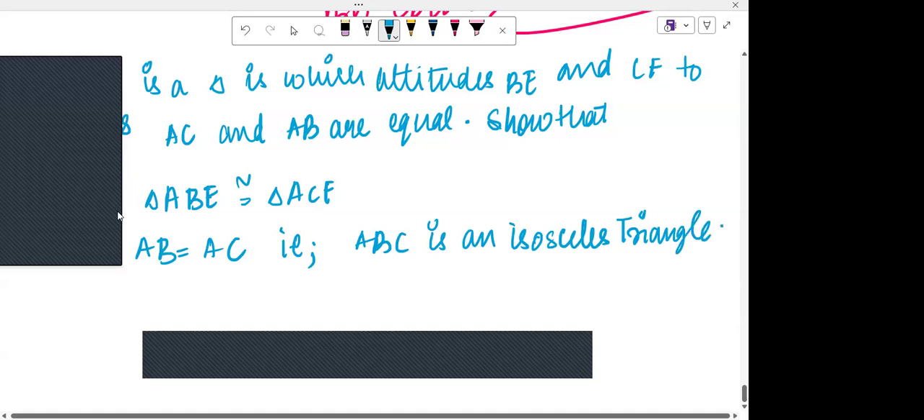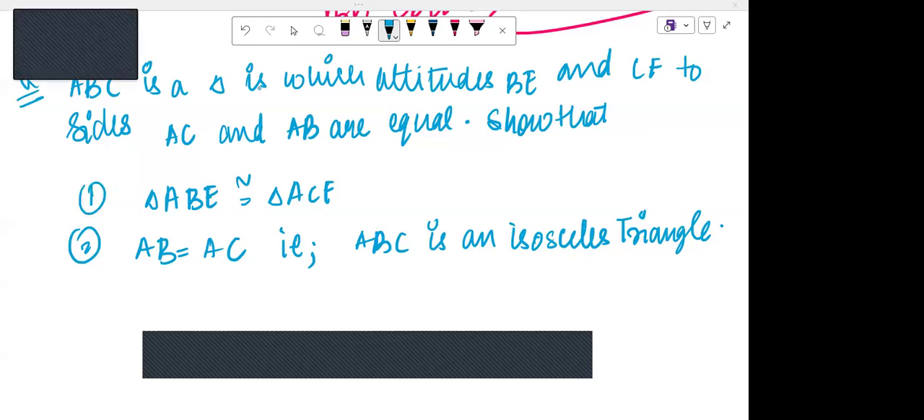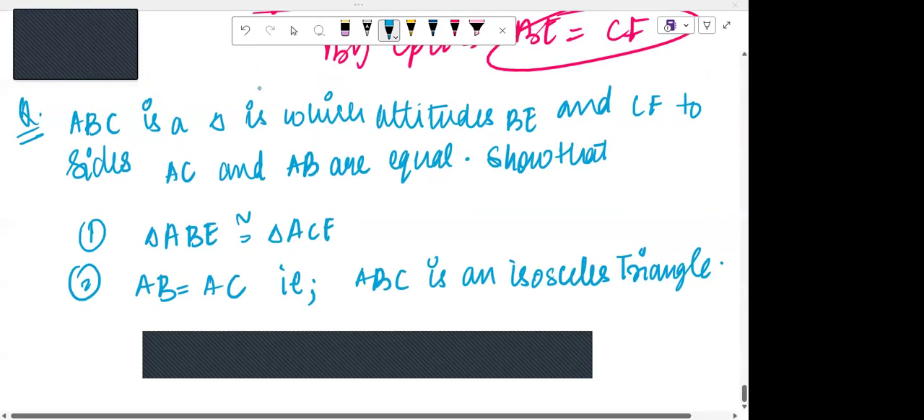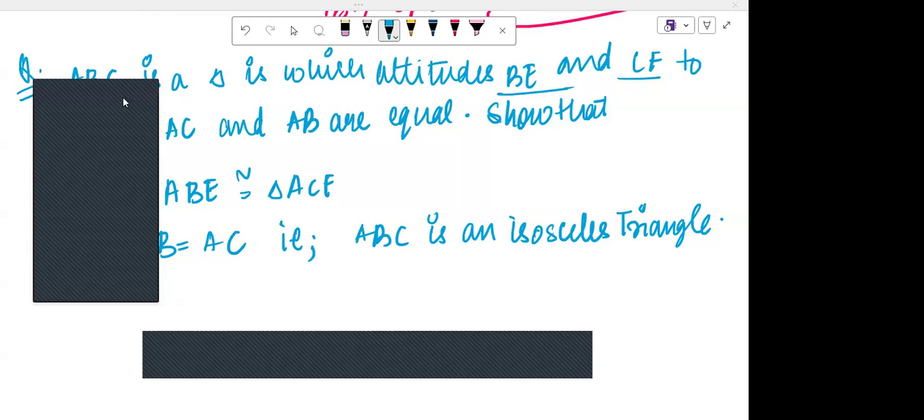Okay, this is the question. I hope that you understood the question. You have triangle ABC, and the figure will be similar to the previous question, where you have the altitudes BE and CF to the sides AC and AB. It is already given that the altitudes BE and CF are equal. What you have to show is that triangle ABE is congruent to triangle ACF. I hope that you will be able to do this. Yes, ma'am. Please do it.